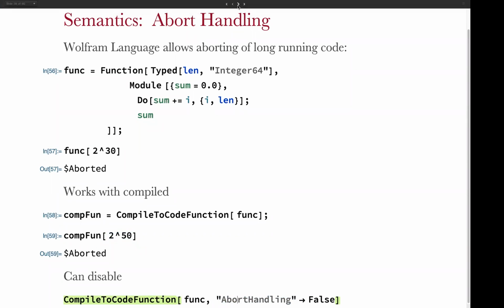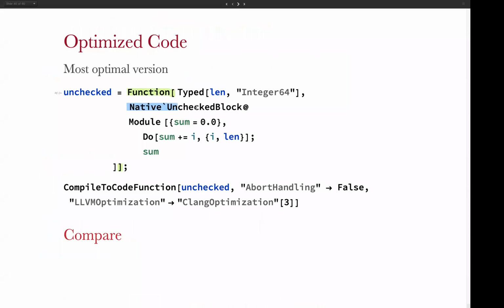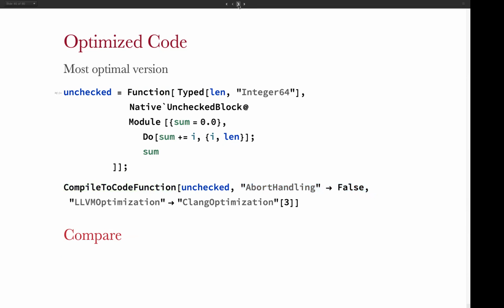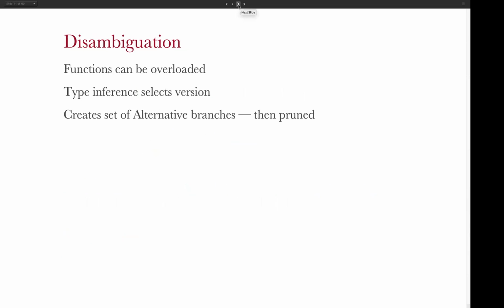So for truly performant code, what one might do is set up an unchecked block and disable this abort handling. That's the way to make code that's going to end up looking the most like C or C++ code that you might write. And our execution of these functions is actually quite competitive. Right. Now I want to show you some of our disambiguation technology. This is a thing that's built into our type system. We put a lot of work into the type system.